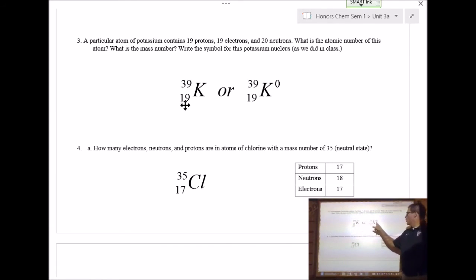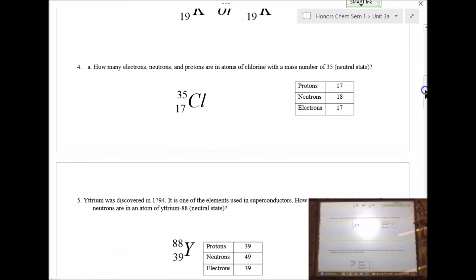Also, it's your option if you want no charge or 0 there, or put nothing. If you put nothing in the top right-hand corner, that is telling everybody that it's neutral. If you have a charge there, then you're indicating that it has a charge. But again, make sure that you're aware of what that top number is, the mass, and the bottom number is the protons, or the atomic number. Number 4 is similar to number 3.